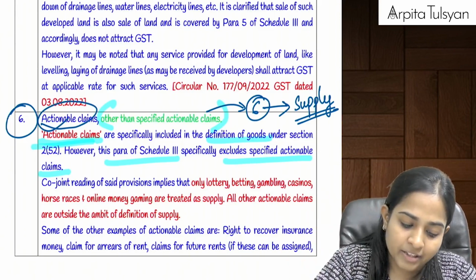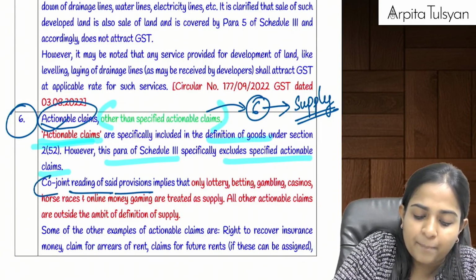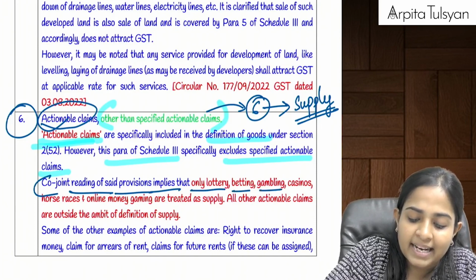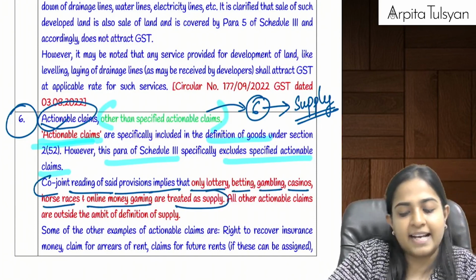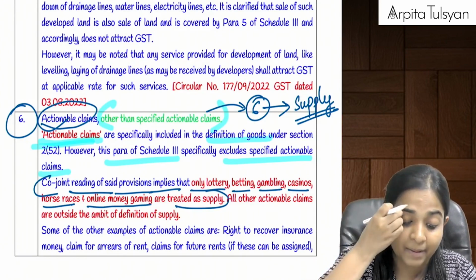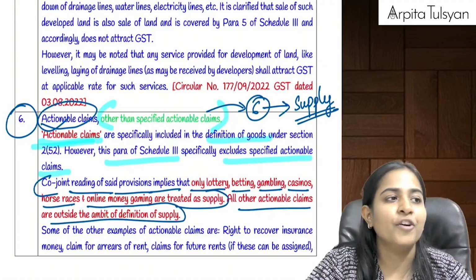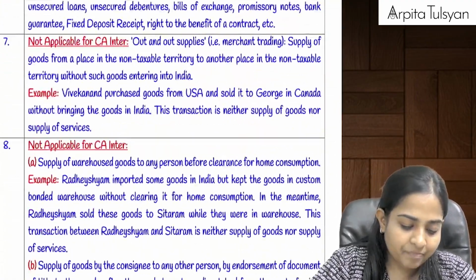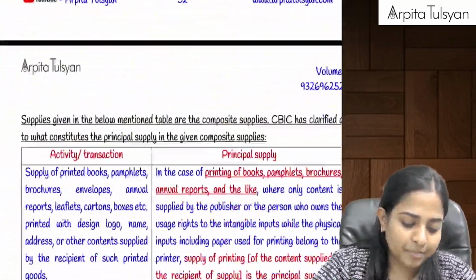Are you clear with this? Yes, see this, the conjoint reading of the said provisions implies that only lottery, betting, gambling, casinos, horse races and online money gaming are treated as supply. Only those 6 are treated as supply. All other actionable claims are outside the ambit of the definition of supply. Very simple, very logical, everyone. Okay. And now the last amendment in this particular chapter.